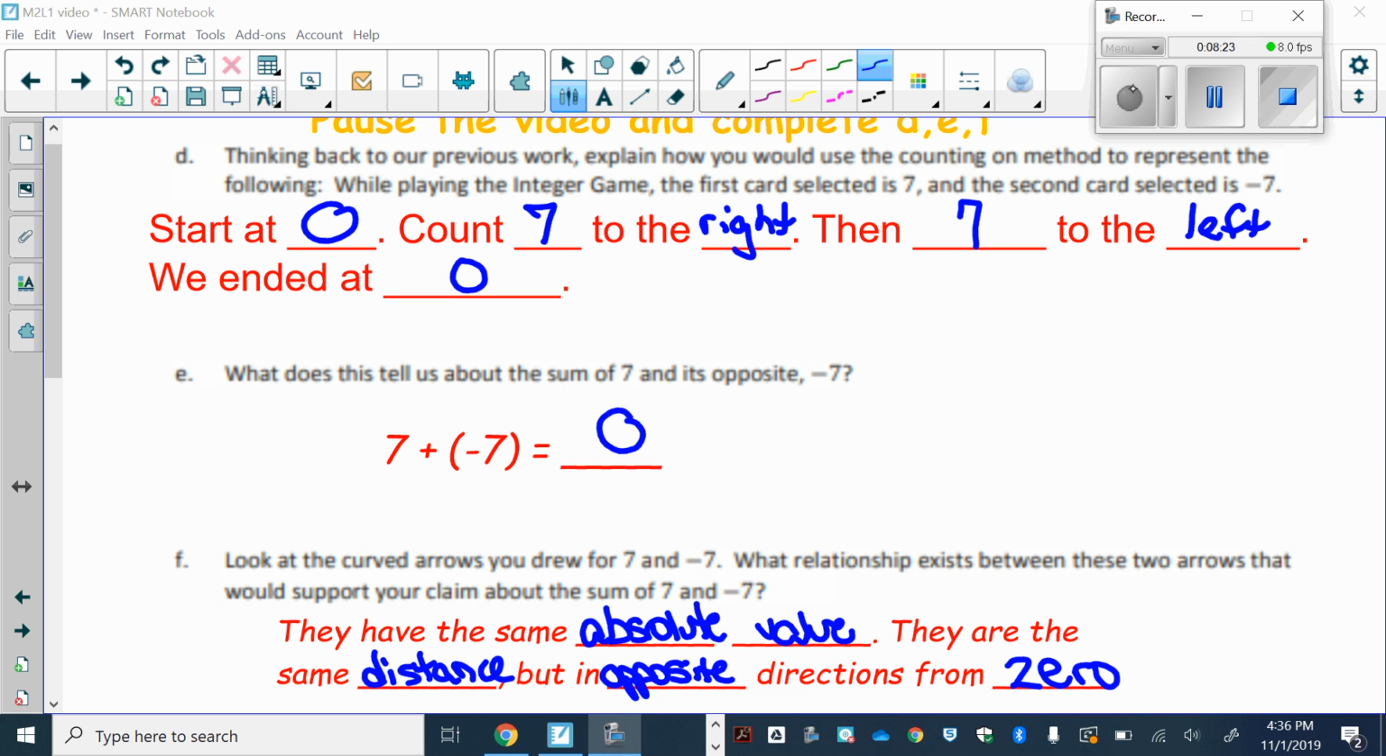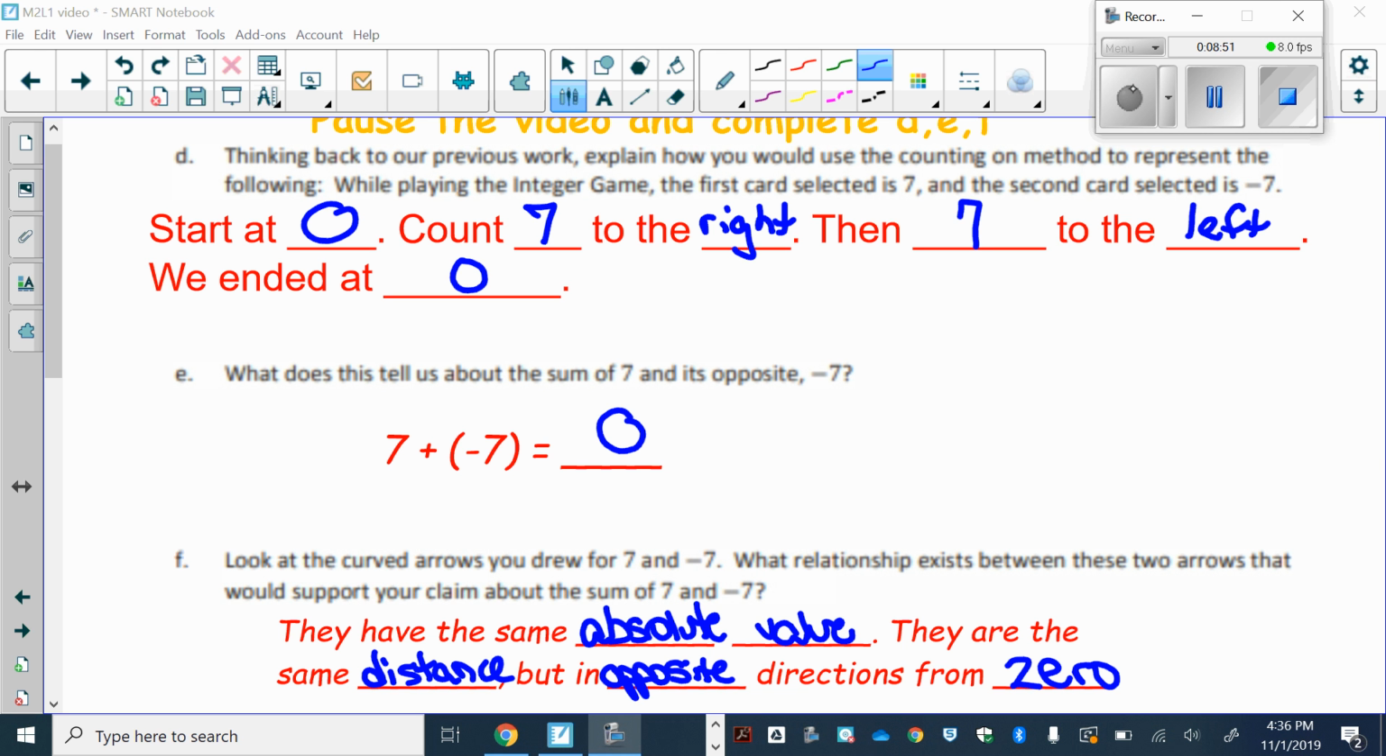What do we do when the first card selected is a 7 and the second card selected is negative 7? Well, we always start at 0. The first card was positive 7, so we count 7 to the right. The next card was a negative 7, so then it's 7 to the left, and we end at 0. So we went 7 and negative 7. Combined, we landed at 0. So 7 plus negative 7 is 0.